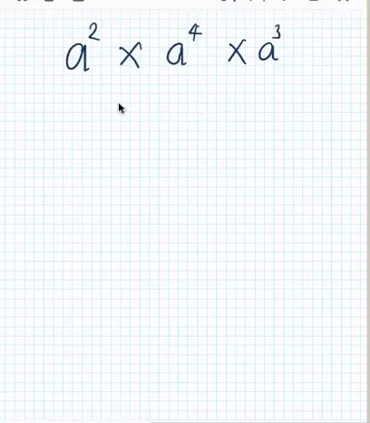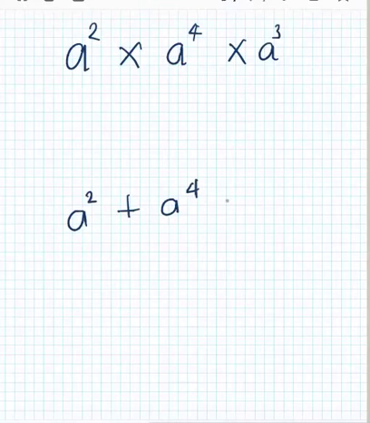So with this question, all you're going to do is first of all check your operation. We are multiplying. We're not adding or subtracting. It's very important that you establish that because if we had a squared plus a to the power of 4 plus a to the power of 3, and I changed multiplication to addition and had to simplify this, I couldn't because a squared is different to a to the power of 4 and different to a cubed. And we can't add anything.